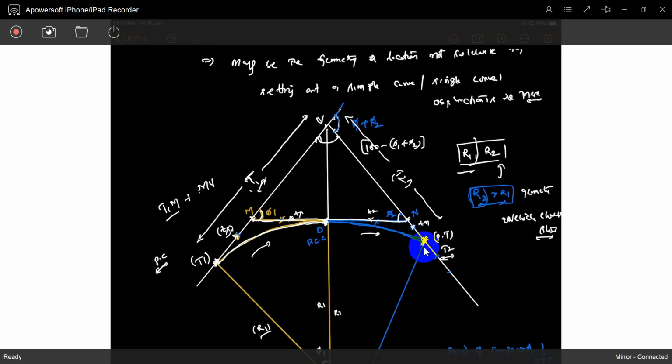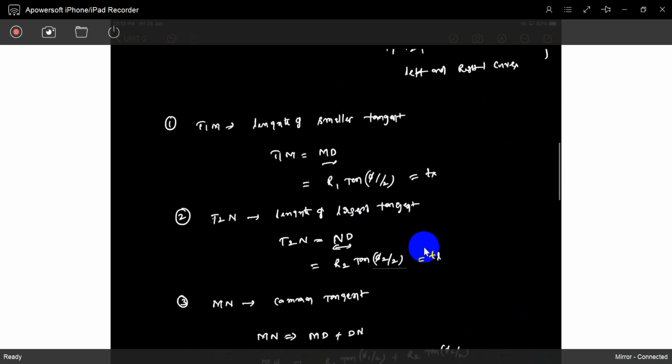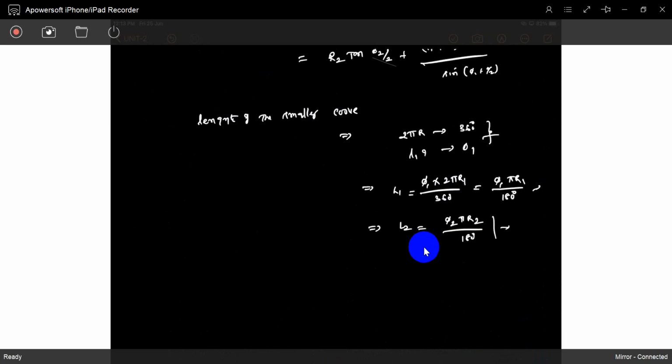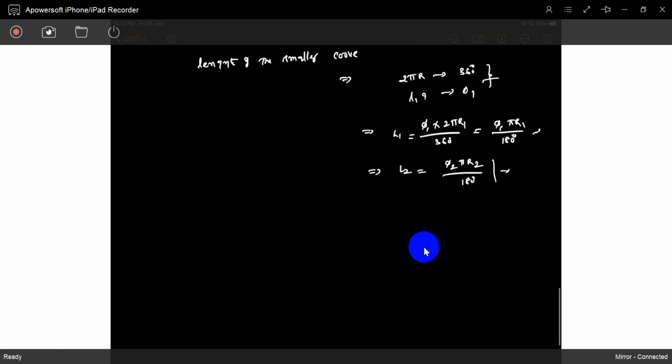Okay, that's it. Now I will solve one problem. Today is the last class for curves. Today I will solve one problem, and that's enough for the whole curves chapter. The following data refer to a right hand compound curve.